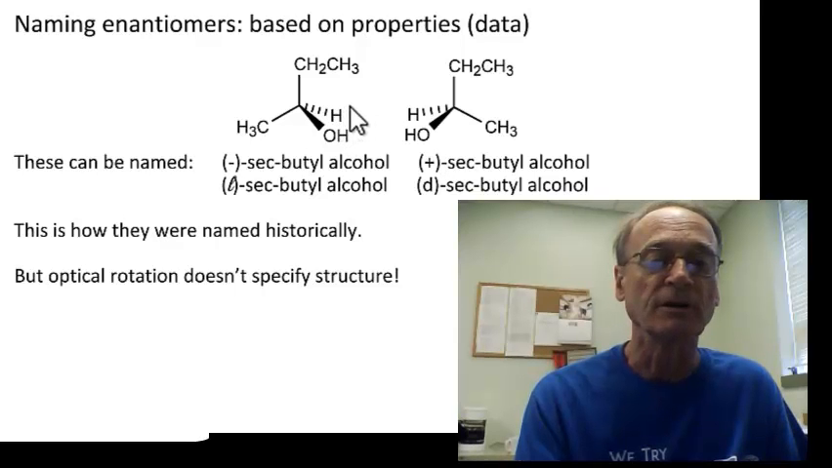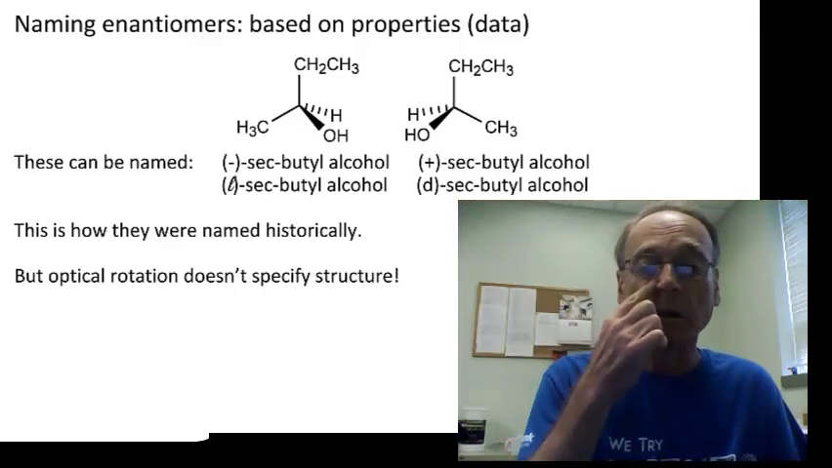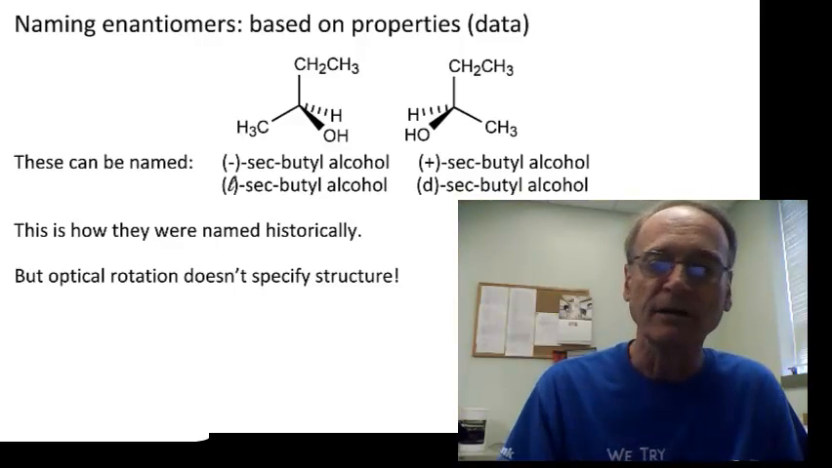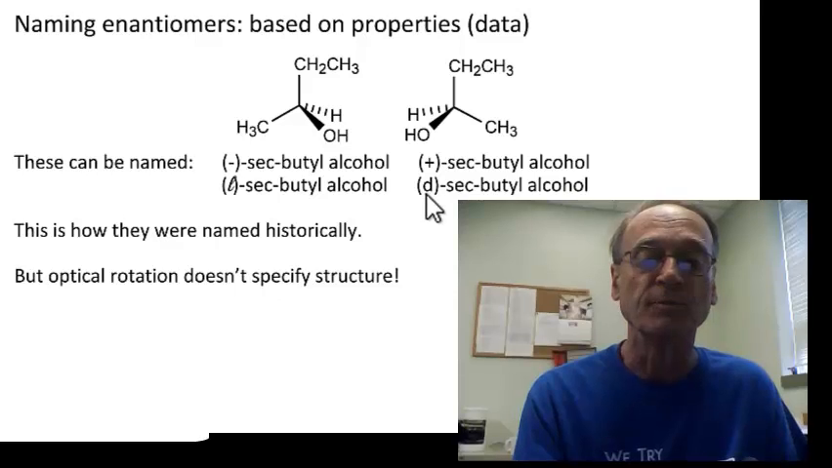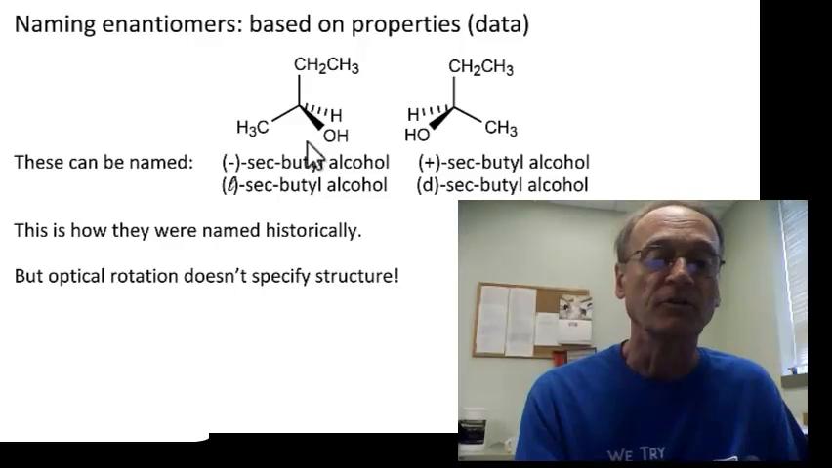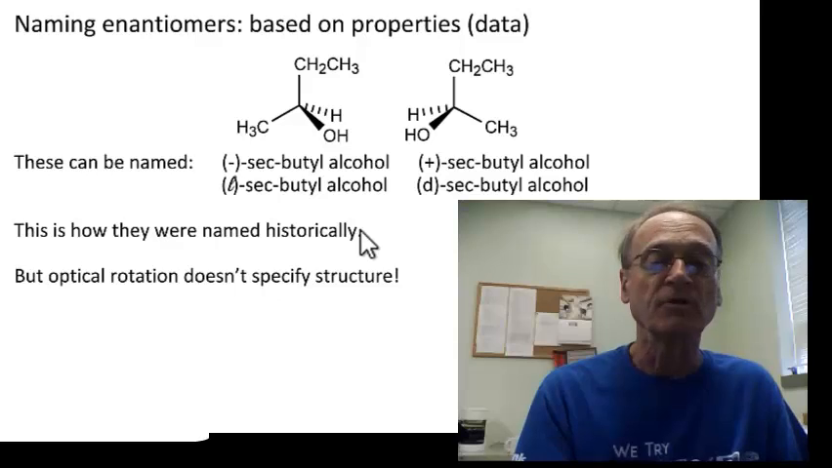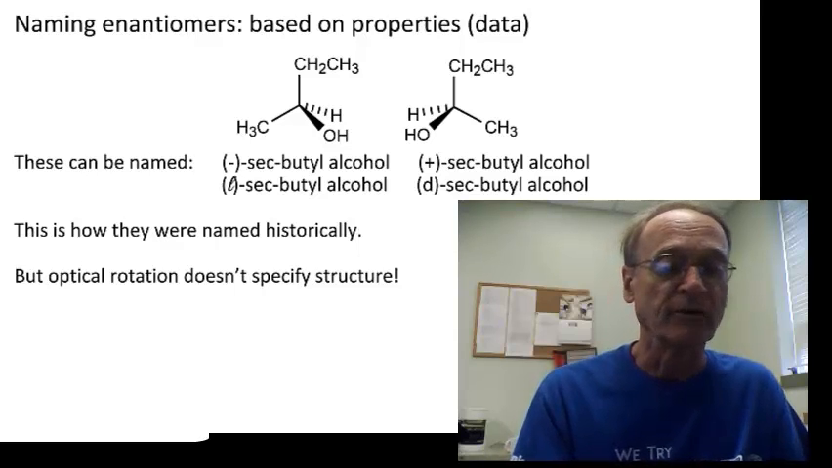happens to rotate plane polarized light to the left, so it's levorotatory. You can also use a lowercase l to stand for levorotatory, so minus and lowercase l mean the same thing as each other. By the way, there's also a system that uses a capital L, but that does not mean the same as a small l. We'll talk about those later. This compound happens to be the dextrorotatory one, or small letter d, or positive. Either of these mean the same thing as each other, but this one's the negative isomer and this one's the positive isomer. And so, based on their properties, that was the name that was given to them, and they're able to be distinguished. This was historically how the compounds were named.